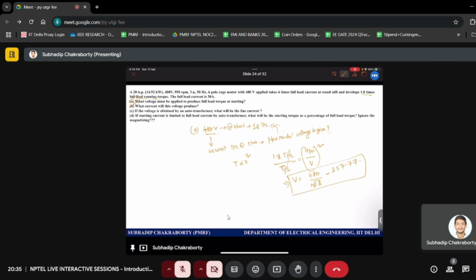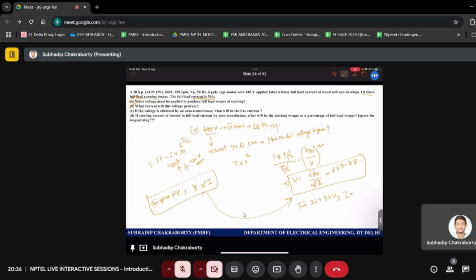Now, with this voltage, what current will this voltage produce? I told you, for the same slip, V is proportional to I. So, for 357.77 volts, I is nothing but... the full load current is 30 ampere and the starting current is 6 times full load current, which is 180 ampere if given 480 volts.